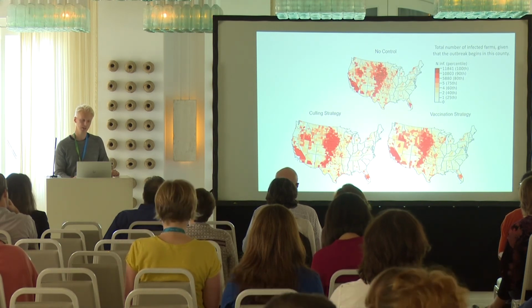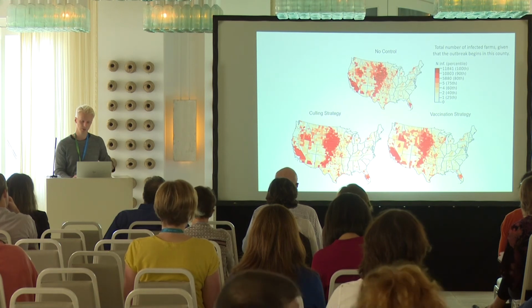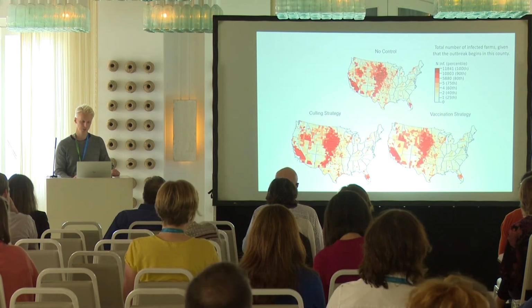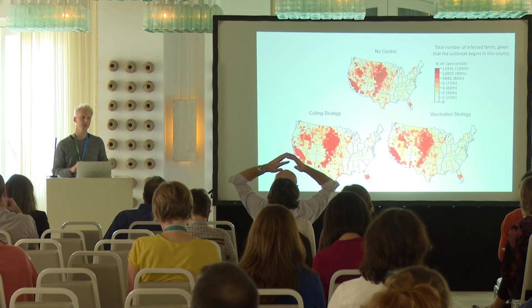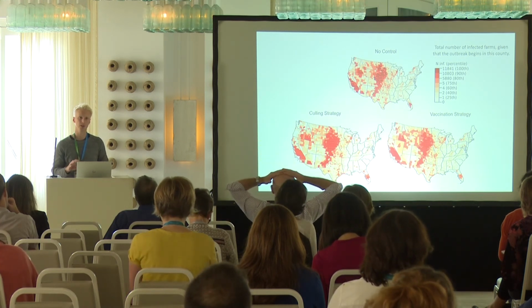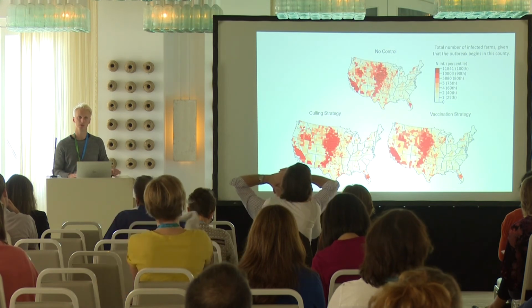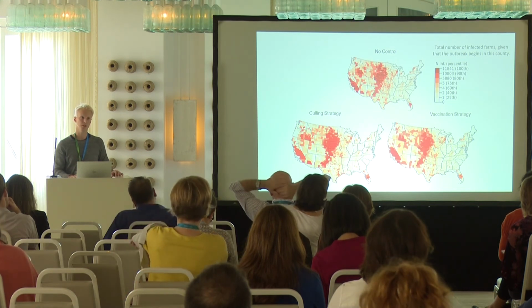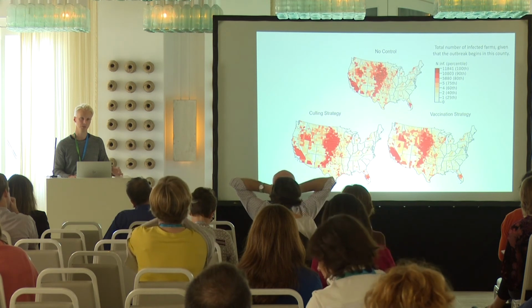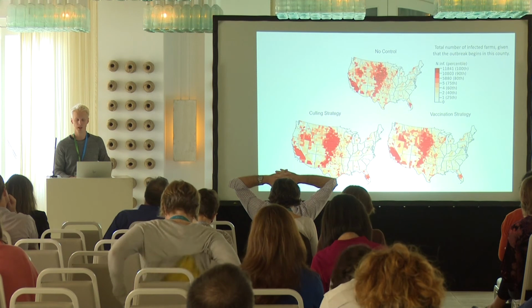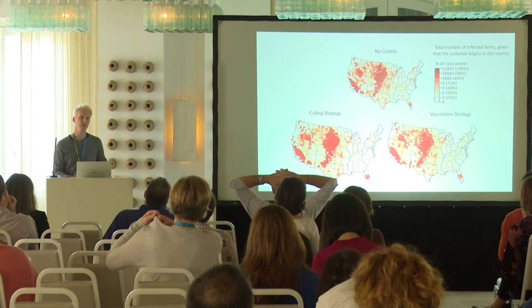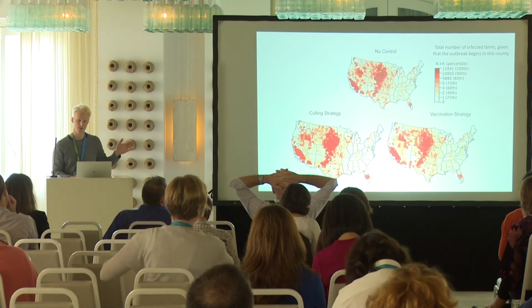They are quite similar, but what we can see from these maps is that the vaccination strategy gives slightly smaller outbreaks, and also the response is quite different for some specific counties. So where the outbreak starts will have an effect on what is the optimal control strategy. Now, I'd like to say that these are very preliminary results, so don't take this as a recommendation.